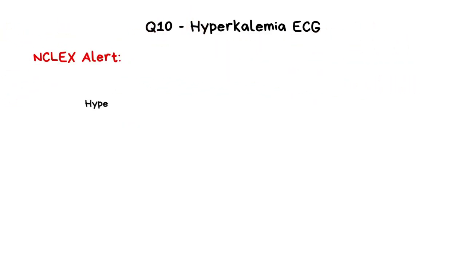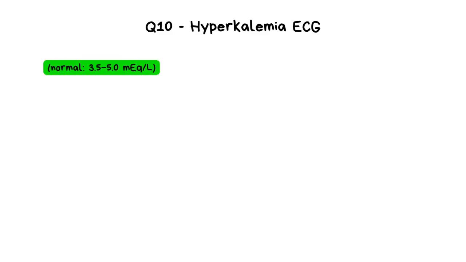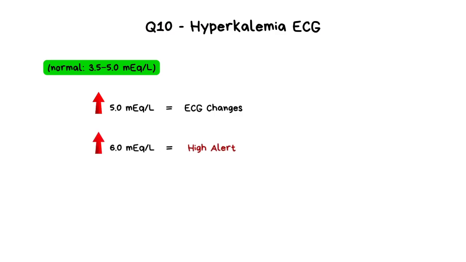NCLEX alert. Hyperkalemia can cause fatal arrhythmias, including asystole. Continuous cardiac monitoring is mandatory. Let's pause for a quick reminder. The normal potassium range is 3.5 to 5 milliequivalents per liter. Even a small rise above 5 can trigger ECG changes. At 6 and above, you should be on high alert for arrhythmias.